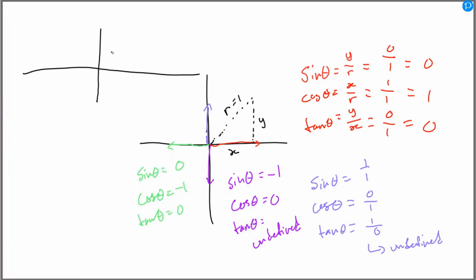For cos, on the other hand, it starts at 1 and goes like this. And that again matches what we've been doing, where cos at this axis, 0 degrees, is equal to 1. At 90 degrees is equal to 0. At 180 degrees is equal to -1. And then at 270 degrees, straight down, it's again equal to 0.